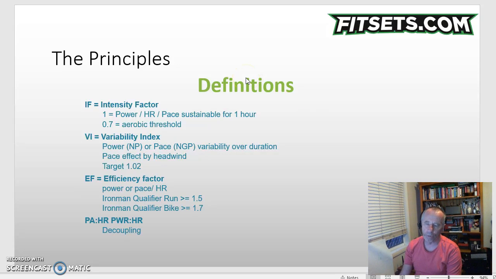Fortunately, I've created a calculator on FitSets.com that goes through and helps you calculate these figures. So you can just punch in your FTP, your kilometers per hour for the hour average, and it will actually calculate a recommended CTP for you for your race distance, either 70.3 or Ironman.